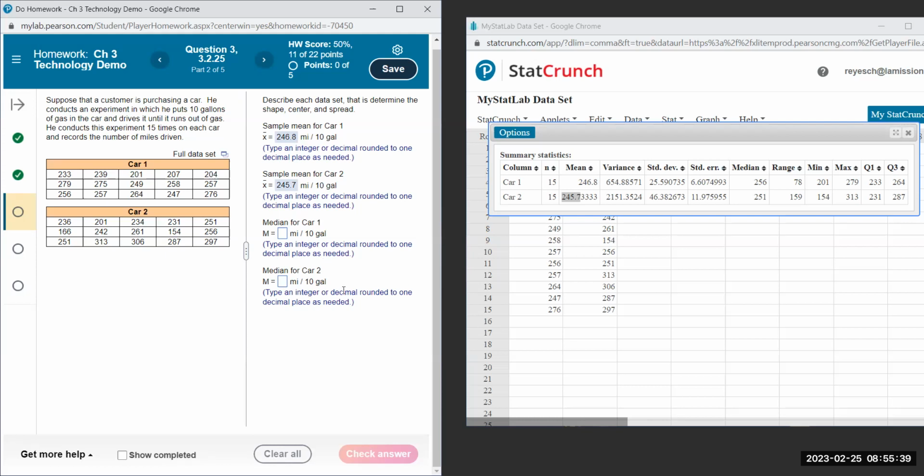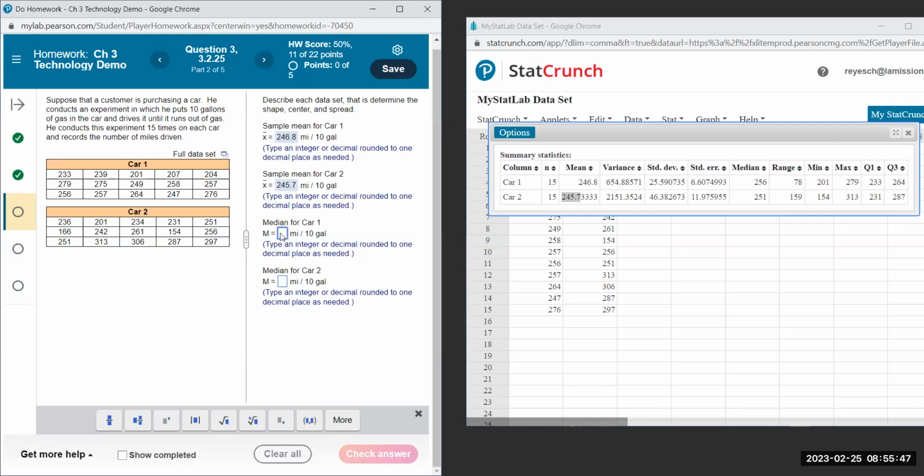Okay, median for each car. That means if we ordered all these numbers and took the center, that would be 256 for the first car for mine and 251 for the second car for mine. Again, it seems like car one is slightly more than car two. You just got 5 extra miles on average. That's a little bit more significant, I guess.